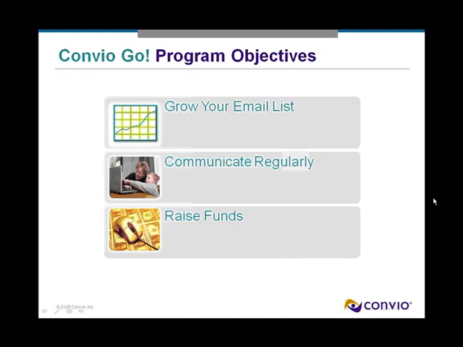We're going to take a look at the objectives and goals for the Convio Go program, which should be goals and objectives which are familiar to you all, and I'm sure addressing challenges that you all face as an organization today. And those include growing your email list, communicating regularly with your constituents, your donors and supporters, and raising funds and using the internet as a mechanism, as a vehicle for doing that.